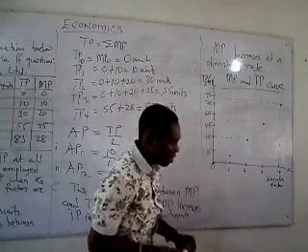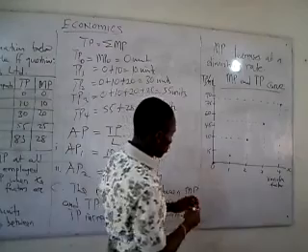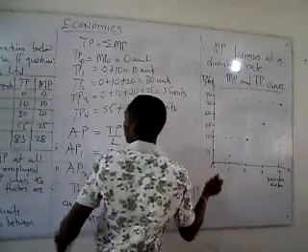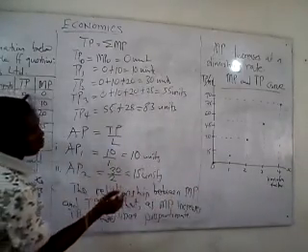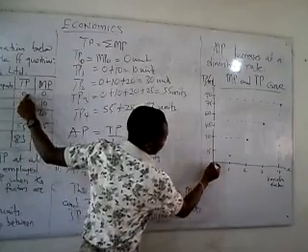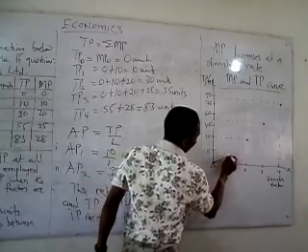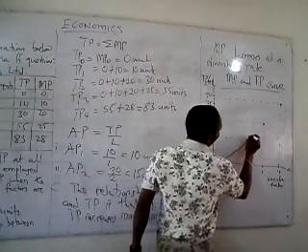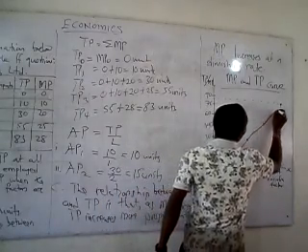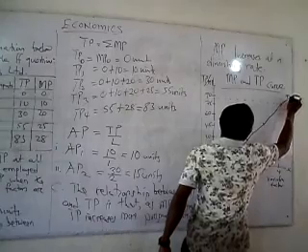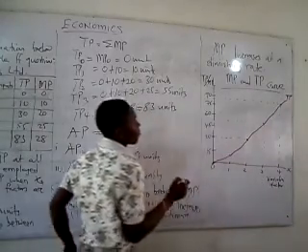Now we can freely draw our total product curve. It started from 0, so we start from the origin. Use free hand, don't use a ruler. Use your free hand to draw without shading. So this is your total product curve.